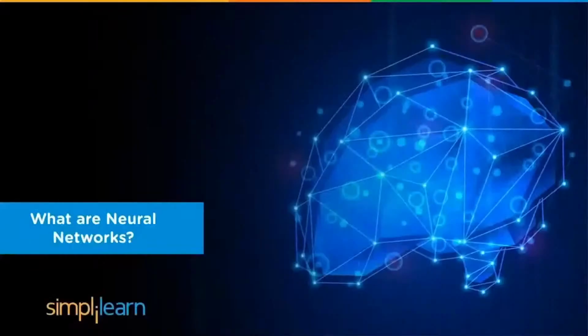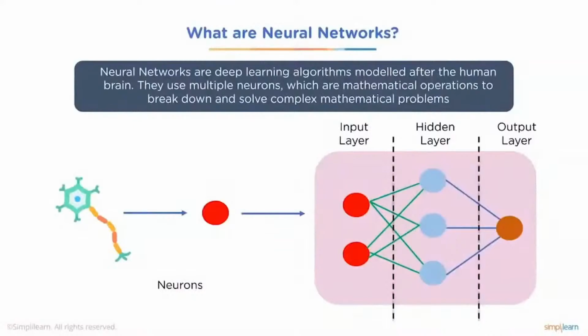So if you're already looking at Keras, you probably already have this answer. What are neural networks? But it's always good to get on the same page, and for those people who don't fully understand neural networks, to dive into them a little bit or do a quick overview. Neural networks are deep learning algorithms modeled after the human brain.